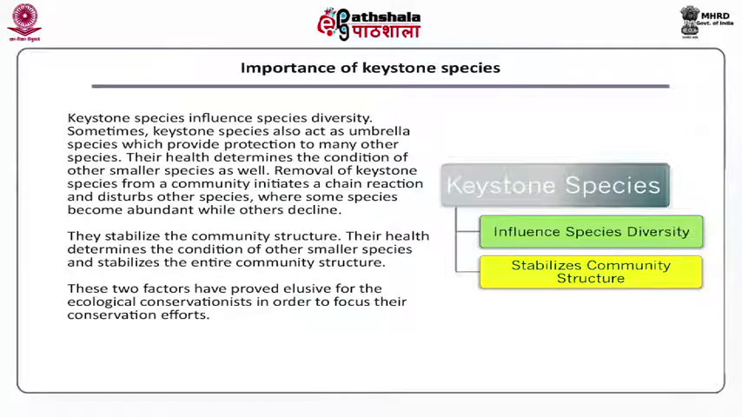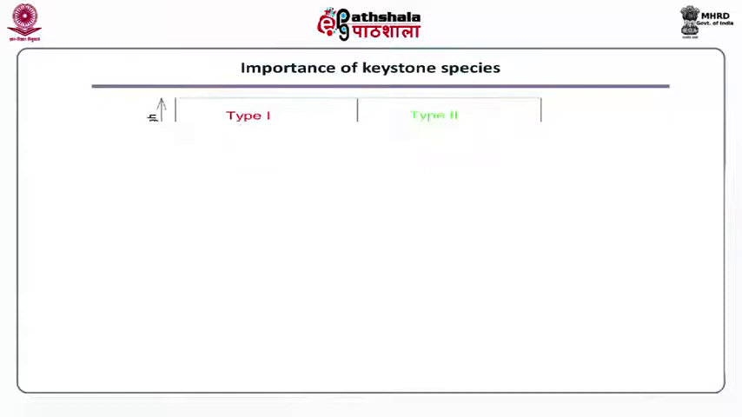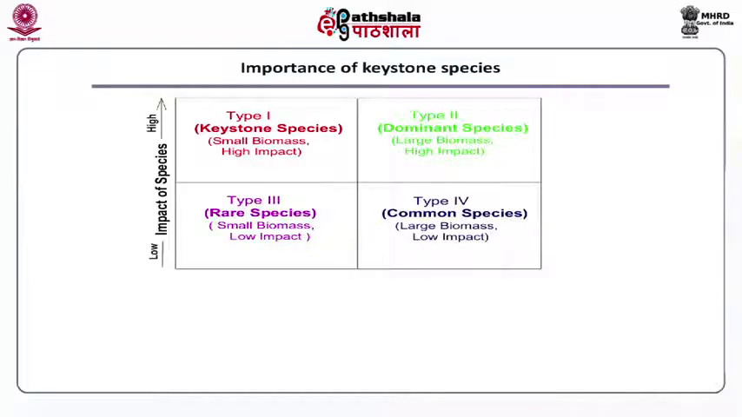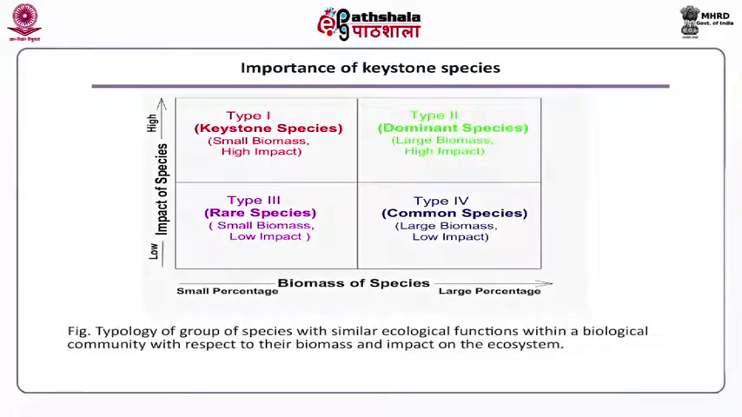These two factors have proved elusive for ecological conservationists in order to focus their conservation efforts. This figure shows the typology of groups of species with similar ecological functions within a biological community with respect to their biomass and impact on the ecosystem. If you see this figure, on the x axis we have biomass of the species, and on the y axis we have impact of the species, and based upon that all species can be divided into 4 categories. Type 1 species are the keystone species.